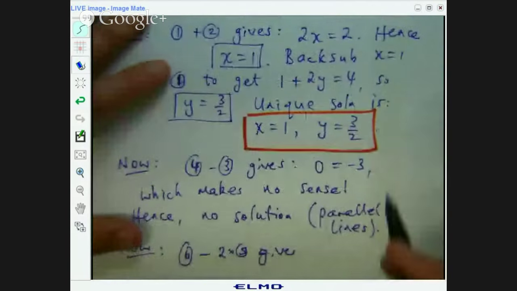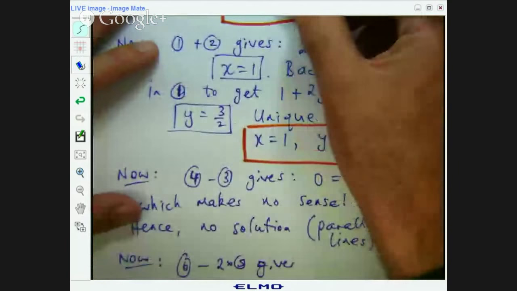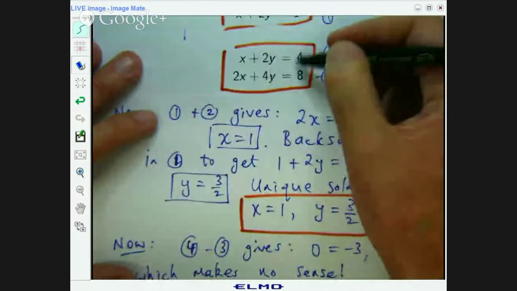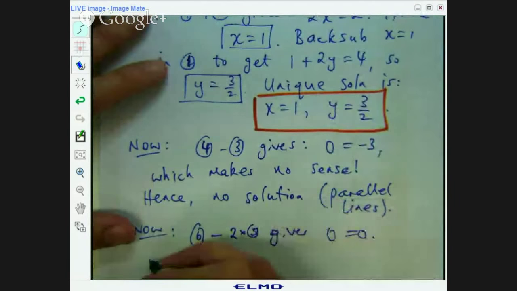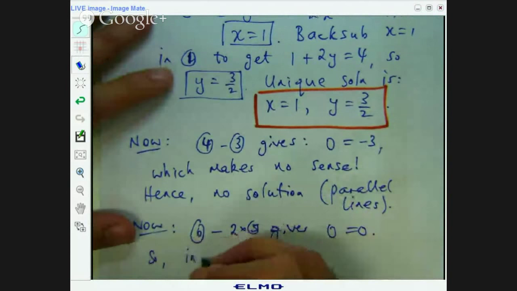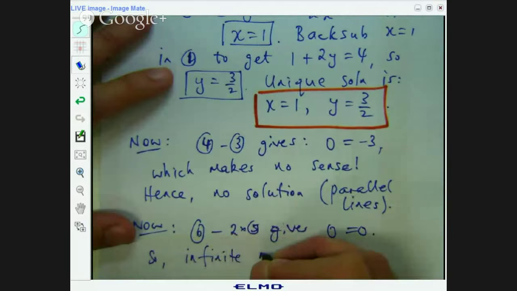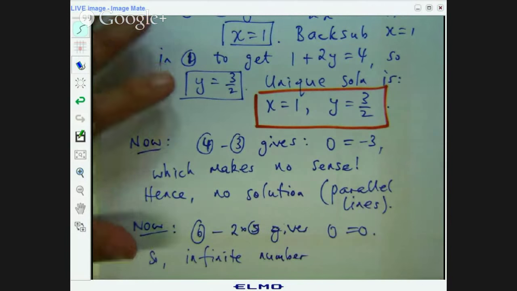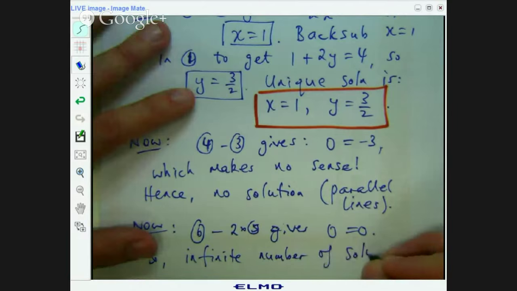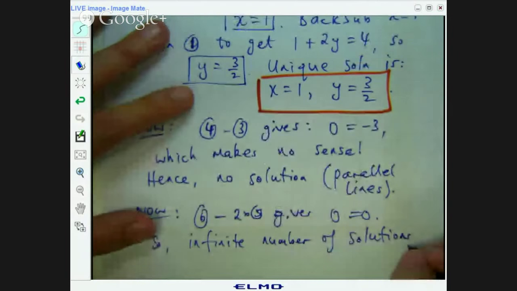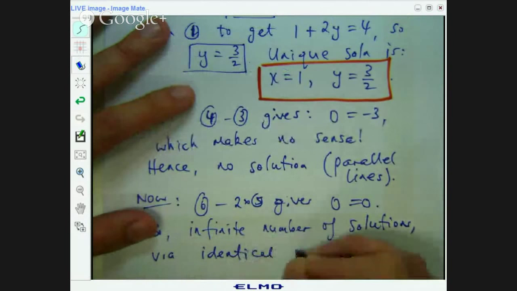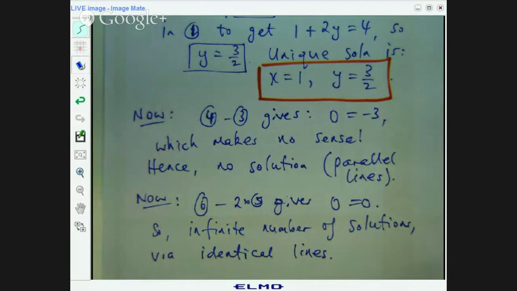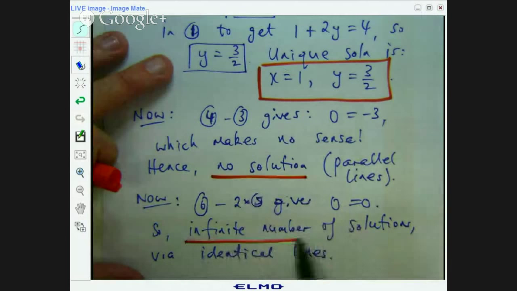That's going to give you 2x plus 4y on the left-hand side. That's the same. You're going to get 8. 0 equals 0. So this is an infinite number of solutions, and they are identical lines. So: no solution, infinite number of solutions.